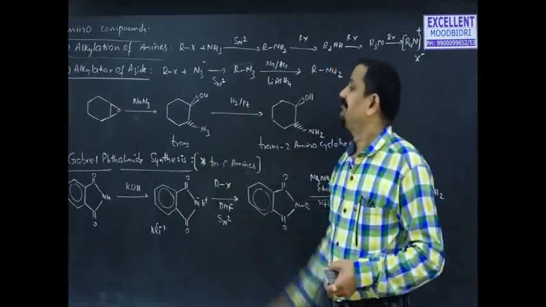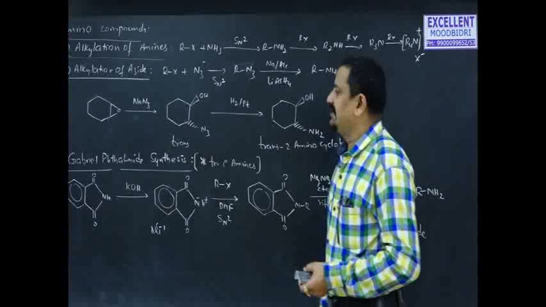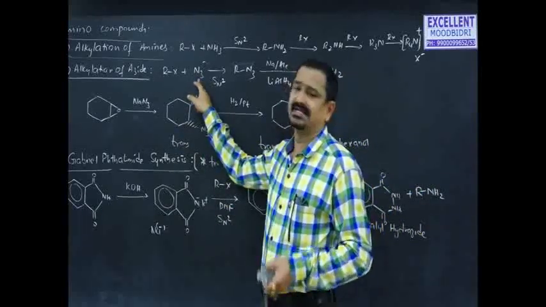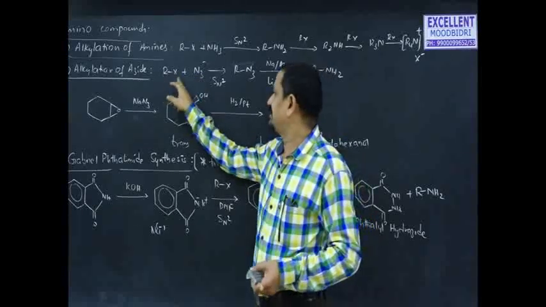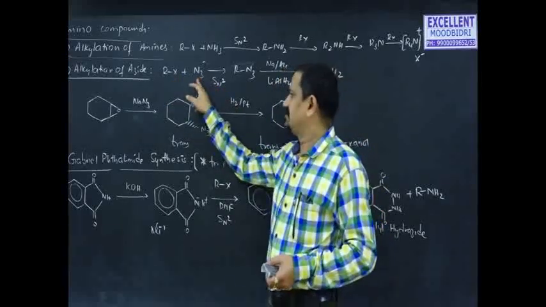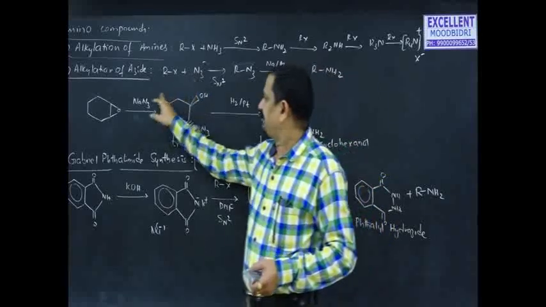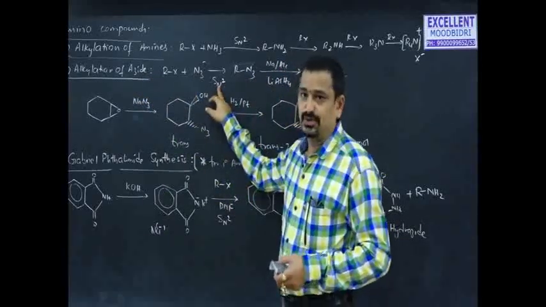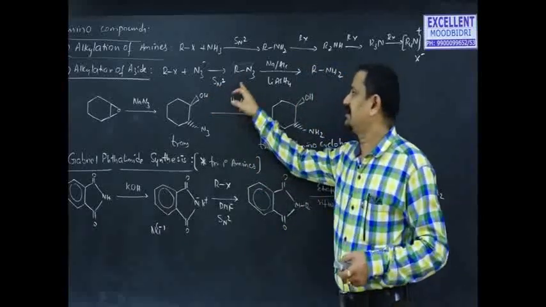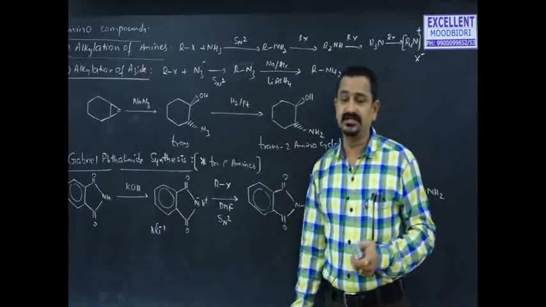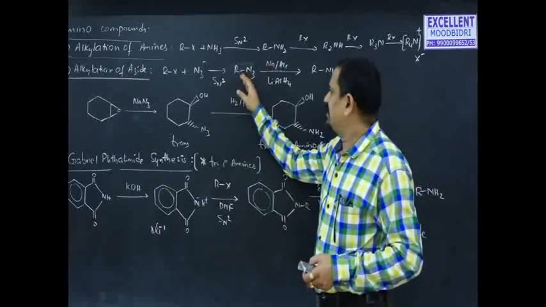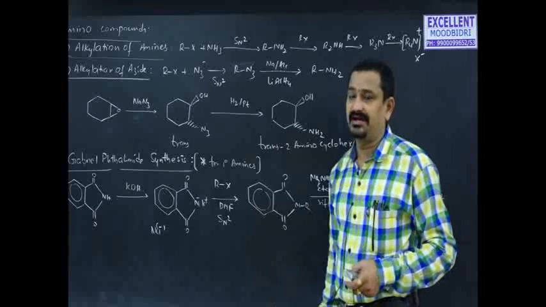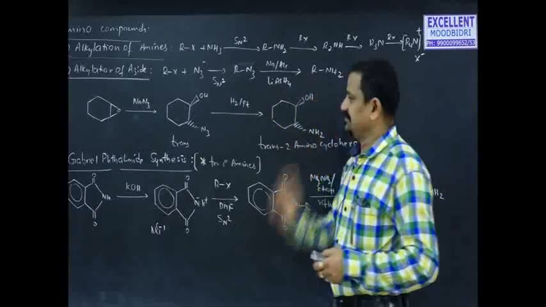Next, the second method is alkylation of azide. Suppose sodium azide or potassium azide, or any azide, is treated with an alkyl halide. This azide is a nucleophile. It approaches from the rear side of the alkyl halide, follows an SN2 approach, and gives alkyl azide. This alkyl azide on reduction in presence of sodium and alcohol, or lithium aluminum hydride as reducing agent, gives a primary amine.